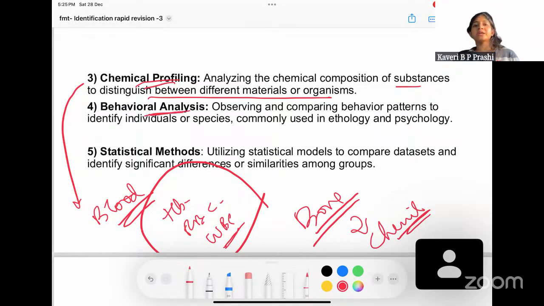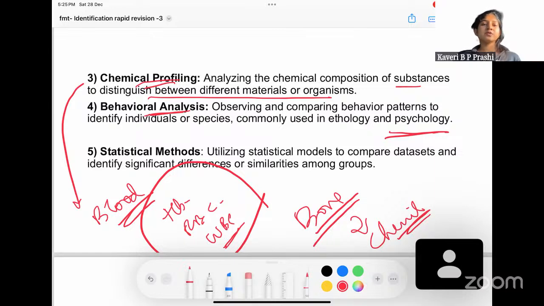Observing and comparing behavioral patterns to identify individuals or species is commonly used in ethology and psychology. By looking at a person, you usually just observe the behavior. Like a person who is mentally not well might be wandering here and there. He might have repetitive thoughts.